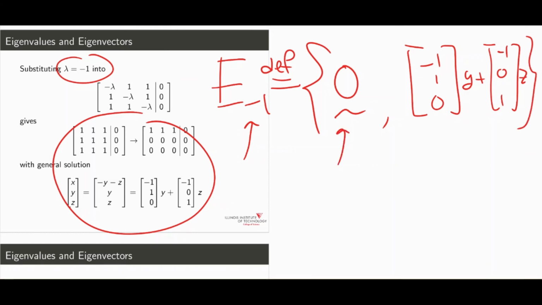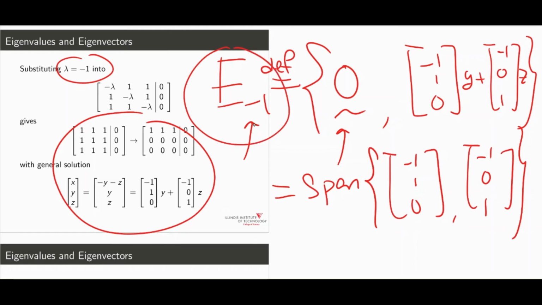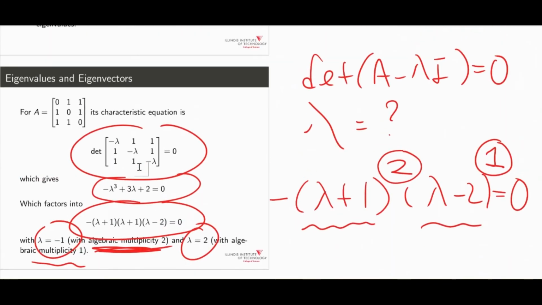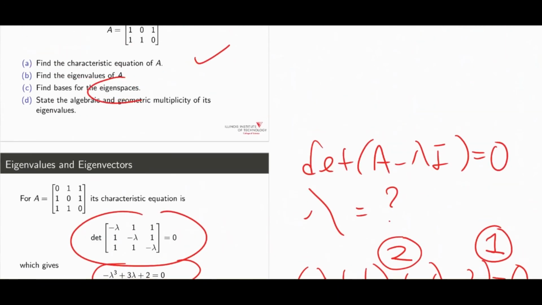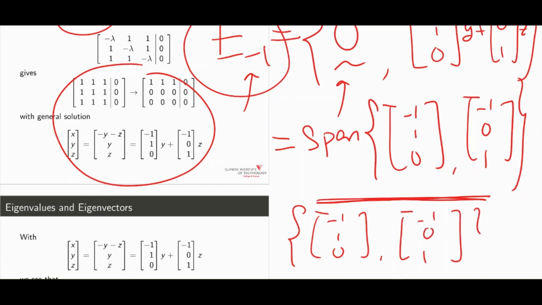So actually, if you look at it carefully, it is nothing but the span of these two vectors right here: (-1, 1, 0) and (-1, 0, 1). So the eigenspace of lambda equals -1 is the span of these two vectors. If you are looking for a basis for this eigenspace, the basis can be taken as a set consisting of these two vectors.